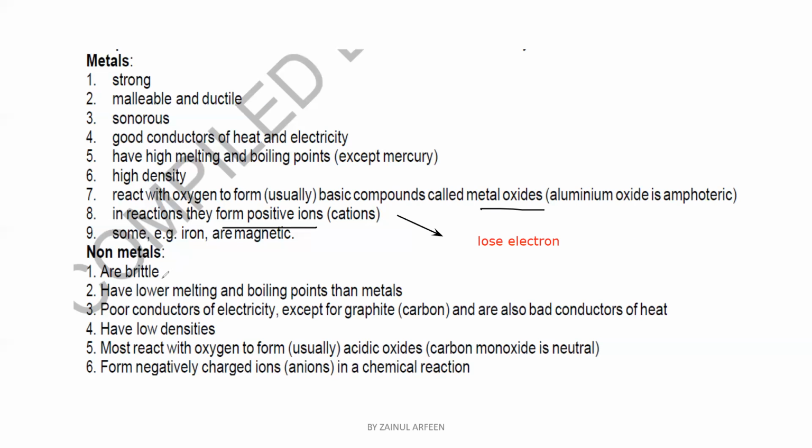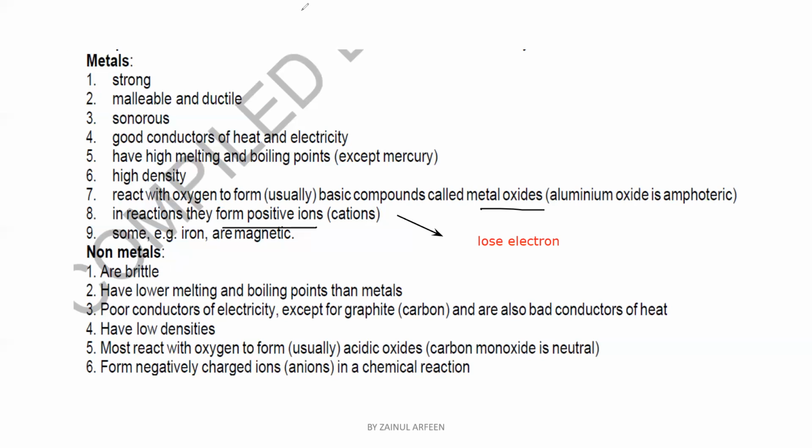By a small force you can break them. They have low melting and boiling points. They are poor conductors, except graphite or carbon, which is a good conductor. They have low densities, fewer particles in a unit space. When they react with oxygen, they form an oxide, and their oxide is known as an acidic oxide. And they form a negative ion.